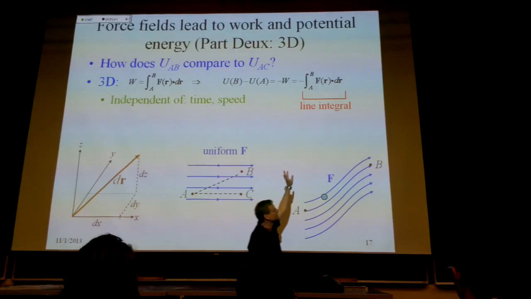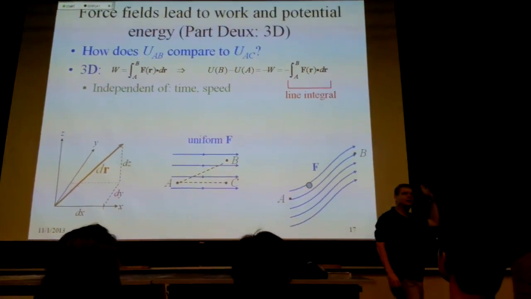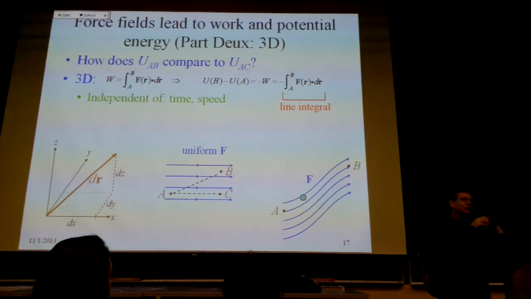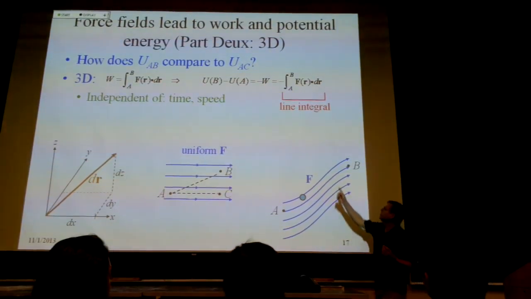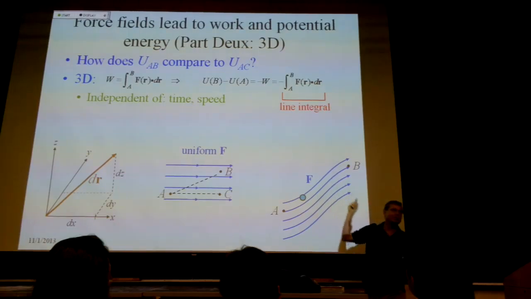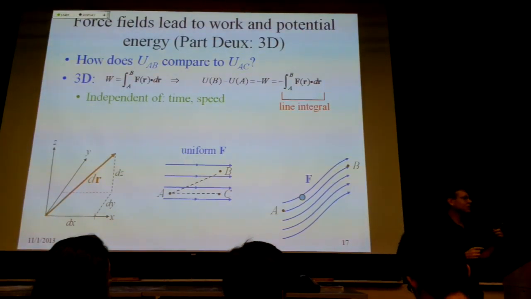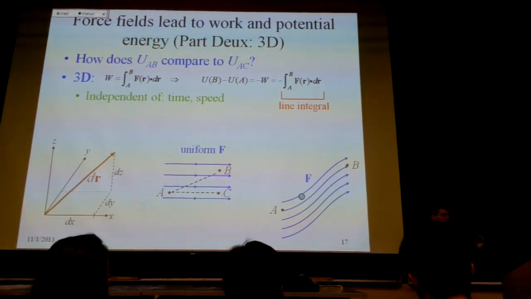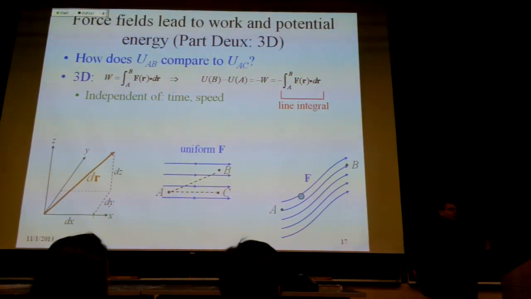And so that kind of an integral is called a line integral. It's a 1-dimensional integral, but it's weaving its way along a path through 3-dimensional space. And so dr is a vector, and F is a vector, but it's still a 1-dimensional integral. Is that clear? It's 1 dimension because we're going along a path, a 1-dimensional path.